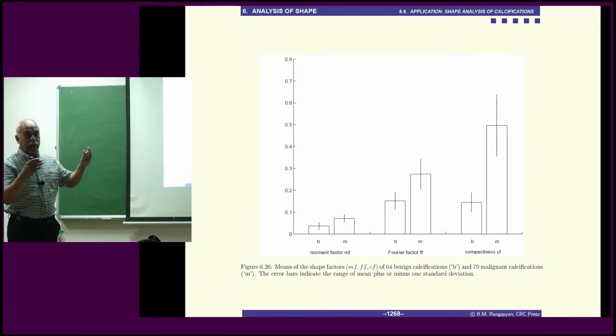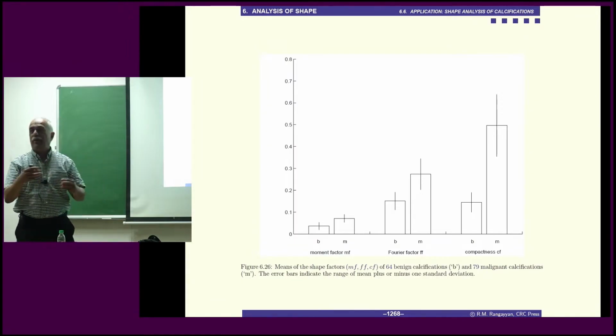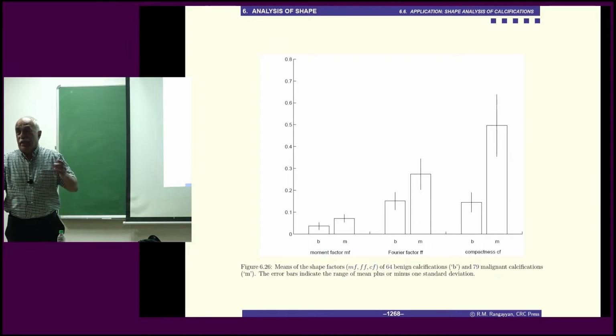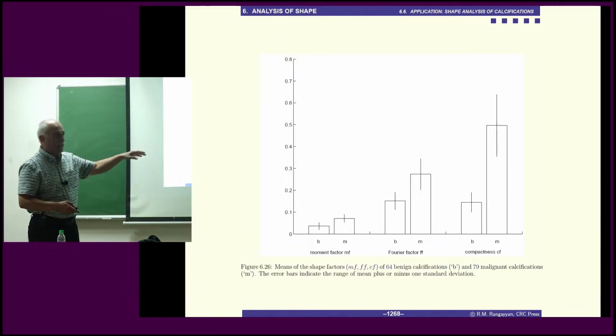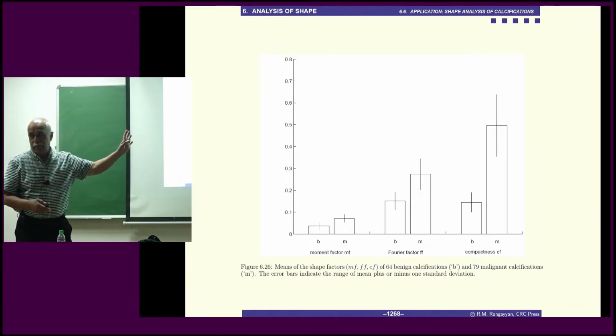But if you get a much larger data set from other mammograms, other patients, other subjects, perhaps you will need more features. So based on this one study, we cannot say this is the best and throw the others out.